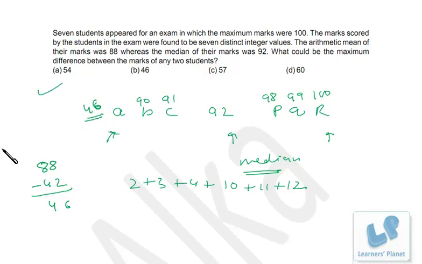So what could be the maximum difference? That's 54. Okay, I hope you are clear with the procedure, and if you are not clear for the first time, do watch the explanation once again.